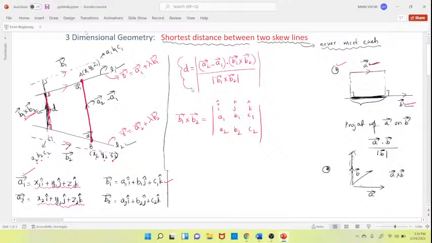This is simply how to find the shortest distance between the two skew lines. So for the magnitude, b1 cross b2 gives you one vector; find its magnitude. Simple. Hope all of you understood this.